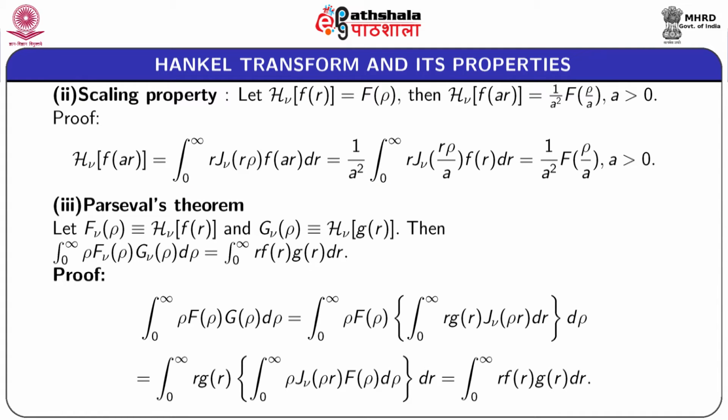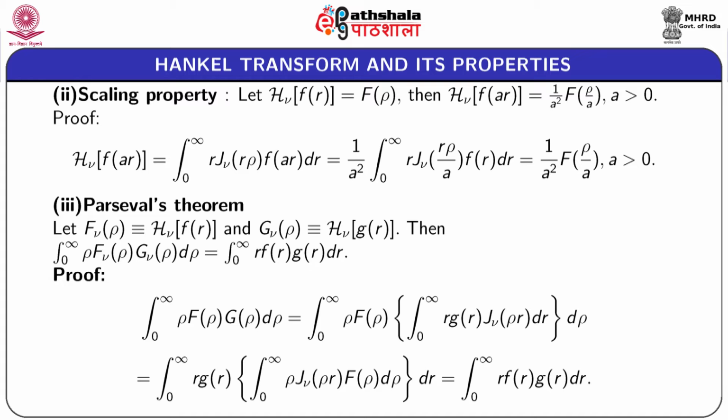Next is Parseval's theorem. Let F_nu(rho) be the Hankel transform of order nu of f(r), and G_nu(rho) be the Hankel transform of order nu of g(r). Then according to Parseval's theorem, integral from 0 to infinity rho F_nu(rho) G_nu(rho) d rho is equal to integral from 0 to infinity r f(r) g(r) dr.